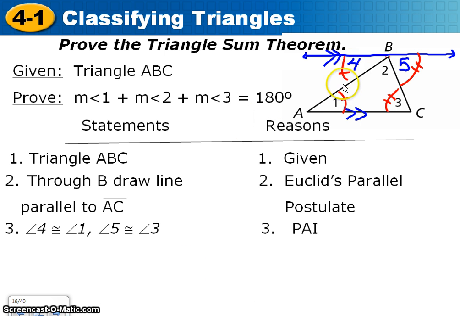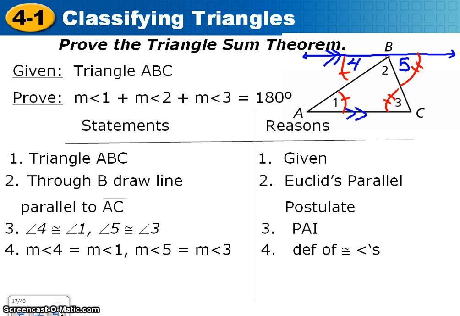Angles 4 and 1 are congruent, as well as angles 5 and 3 are congruent because of PAI. The lines are parallel, they're both pairs of alternate interior angles, so we've got congruent angle pairs there. Since I'm going to be using some substitution a little bit later, I'm going to convert those into equality of measure using the definition of congruent angles.